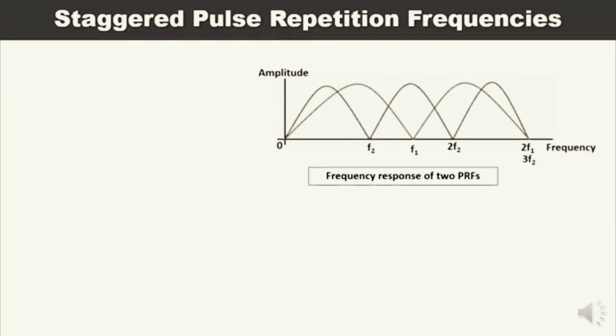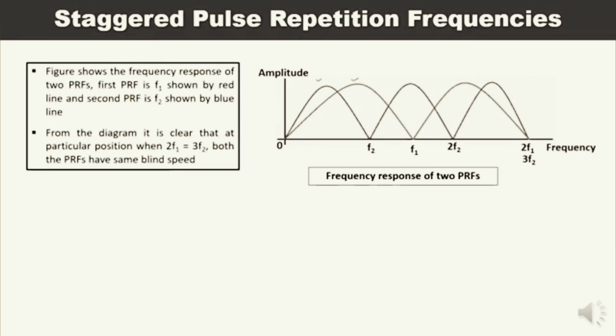Here you can see the frequency response. Here two PRFs have been shown. One is F1 and the second is F2. F1 is drawn with the red line and F2 with the blue line. On the x-axis frequency is taken and on the y-axis amplitude is taken. So you must remember F1 is the red one and F2 the blue one. This has been mentioned in the diagram just for indication.